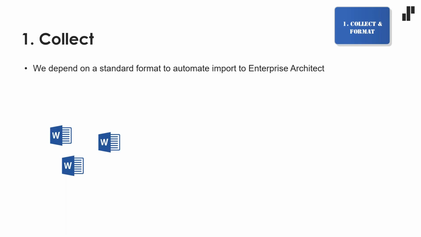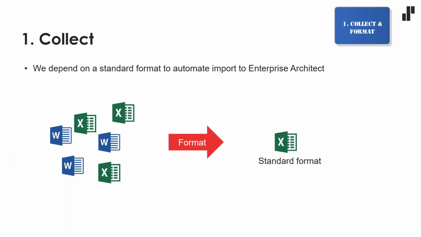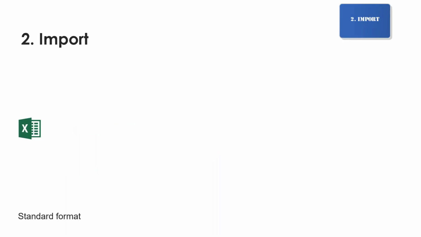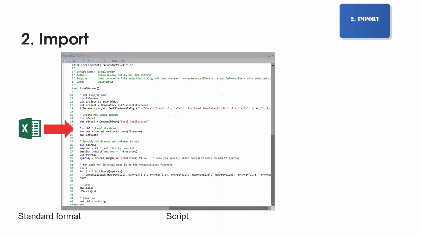Okay, so the first step is just to collect them. But when you have collected them, you need to format them. So, you know, when you write Excel sheets, everyone's is different. So you need to have some kind of standard, else it's impossible to import it into Sparx. So the next step is to import.